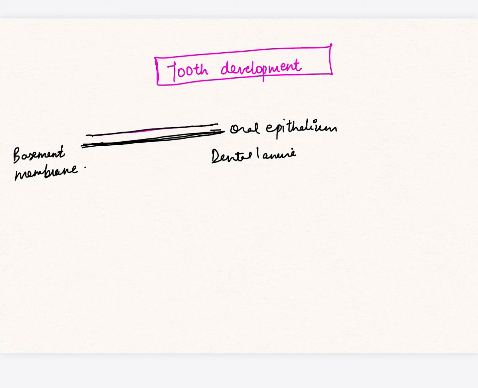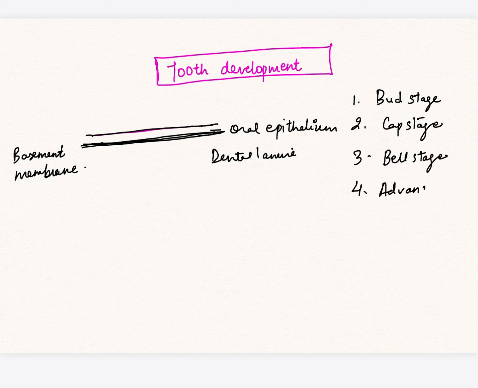So we have different stages of tooth development. First is bud stage, then cap stage, then bell stage, and then advanced bell stage. So we will understand it one by one. So first is bud stage. The oral epithelium, here it is ectomesenchyme. So ectomesenchyme stimulates the oral epithelium to form the tooth.